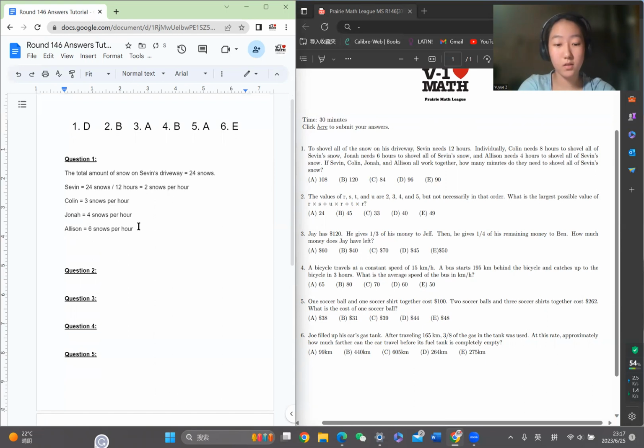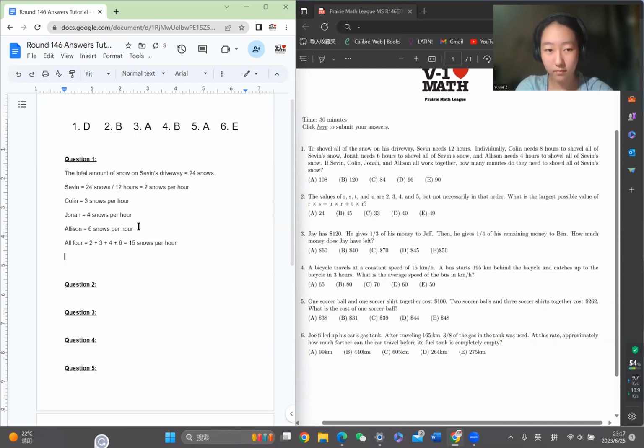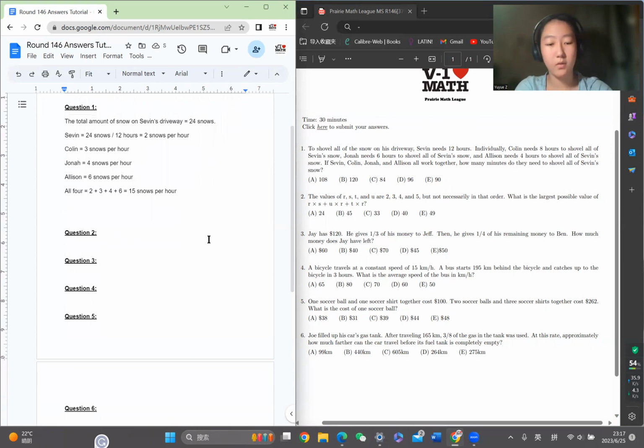Therefore, the total rate when all 4 of them shovel snow together is 2 plus 3 plus 4 plus 6 equals 15 snows per hour. So the total amount of time it would take is 24 snows divided by 15 snows per hour. But if we just solve it like this, we would get the amount of time in hours. But this question is asking for minutes. So we multiply this by 60, as there are 60 minutes in an hour.